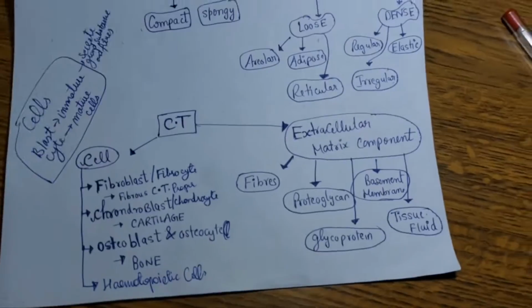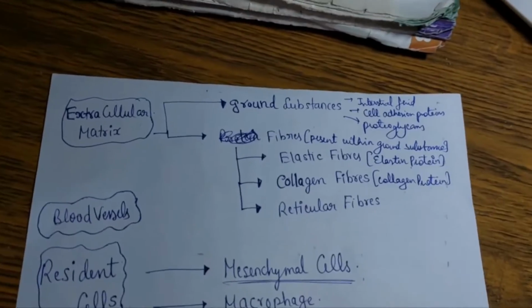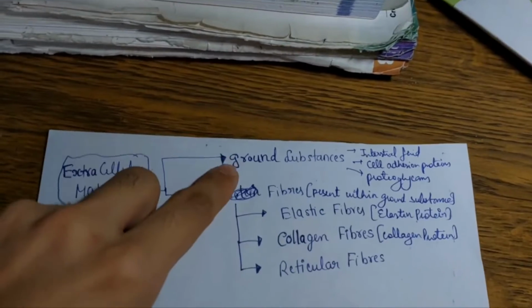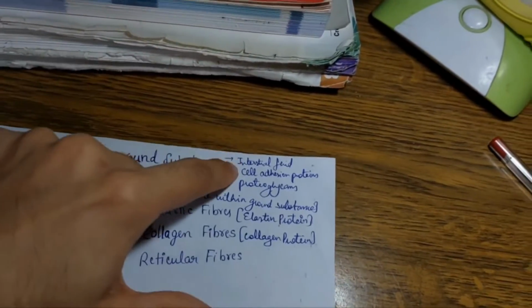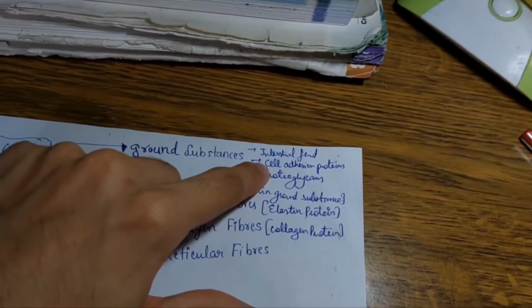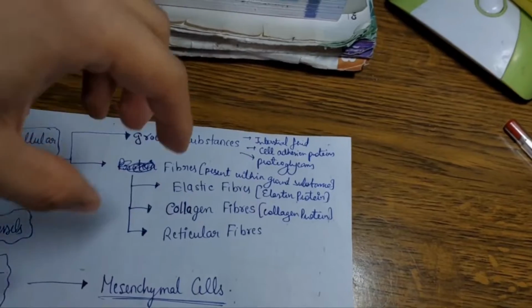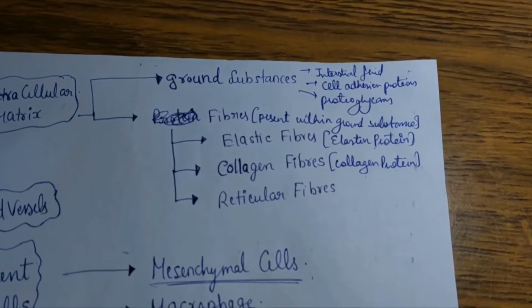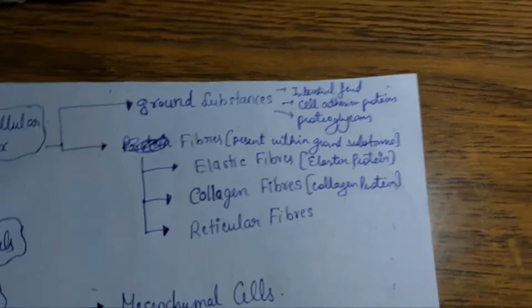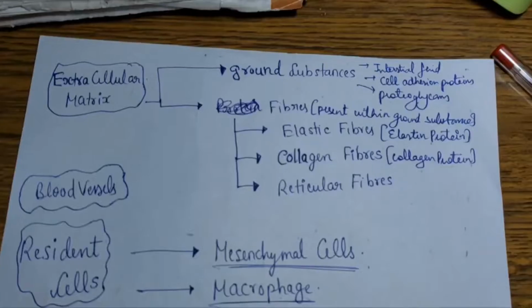Connective tissue is made up of cells and extracellular matrix. Extracellular matrix consists of ground substance and fibers. Ground substance is made up of interstitial fluid, cell adhesion proteins, and proteoglycans. The fibers are embedded within the ground substance. We have different types of fibers in connective tissue, such as elastic fibers made of elastin protein, collagen fibers made of collagen protein, and reticular fibers.